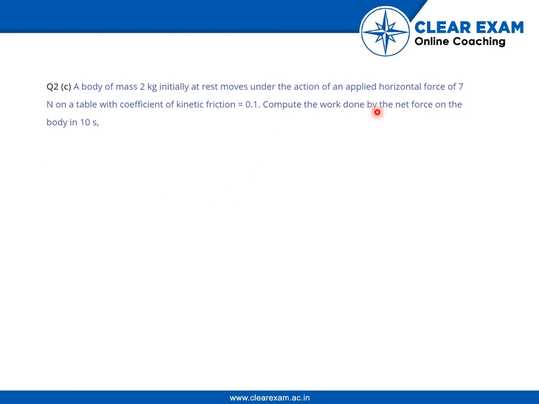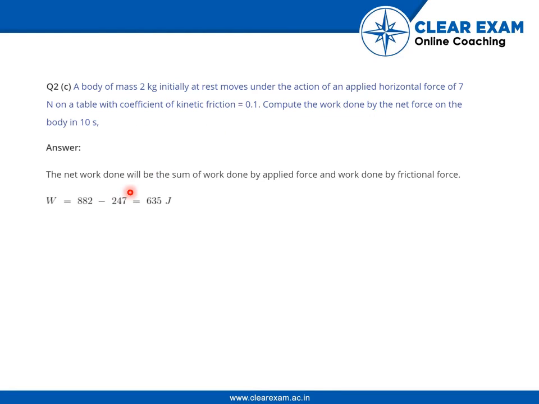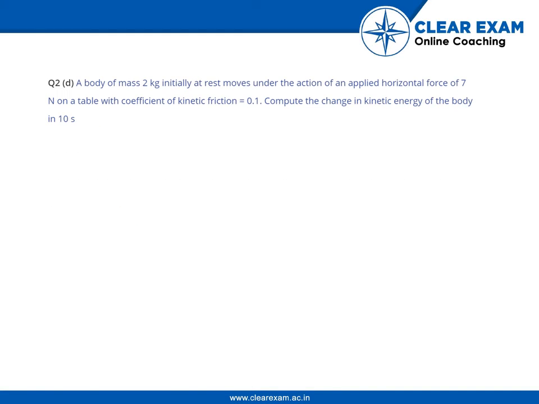Compute the work done by the net force on the body in 10 seconds. The net work done will be the sum of the work done by the applied force and the work done by the frictional force. So 882 minus 247, which gives us 635 joule.